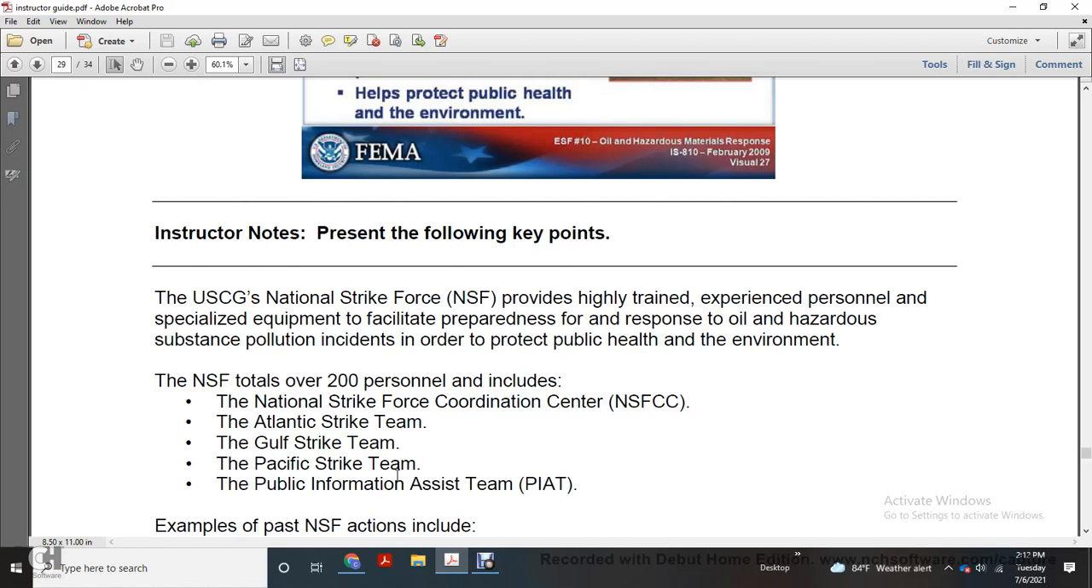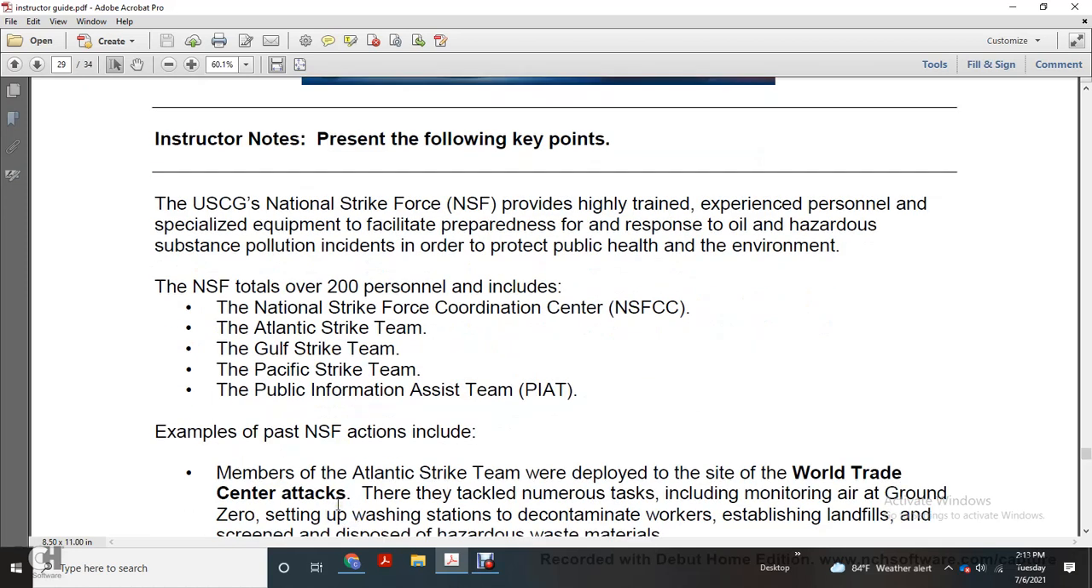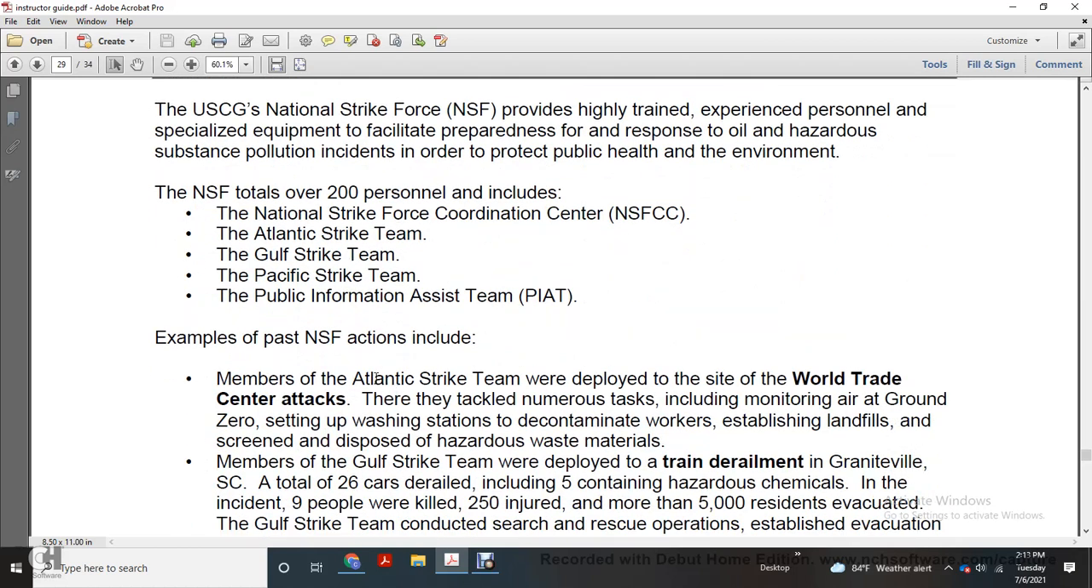Instruction note presented. Key point: the U.S. Coast Guard National Strike Force provides highly trained, experienced personnel, specialized equipment, and facilities prepared to respond to oil and hazardous substance pollution incidents in order to protect health and the environment. The National Strike Force has a total of 200 personnel, including the National Strike Force Coordination Center, the Atlantic Strike Team, the Gulf Strike Team, the Pacific Strike Team, and the Public Information Assist Team.